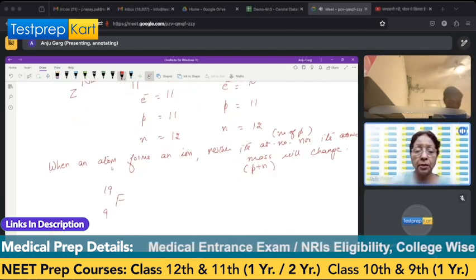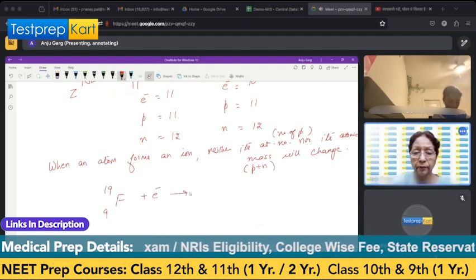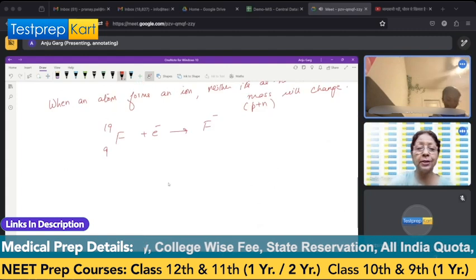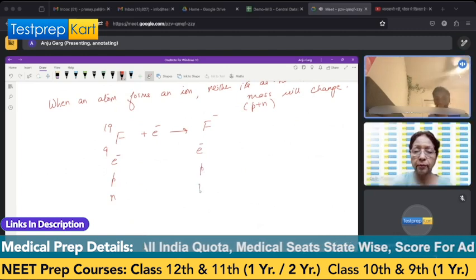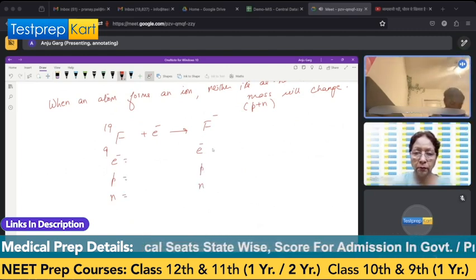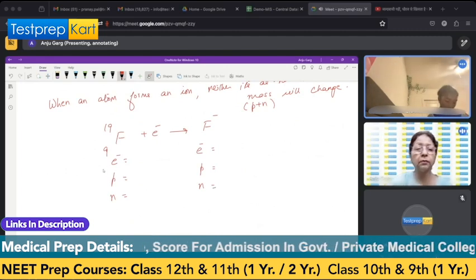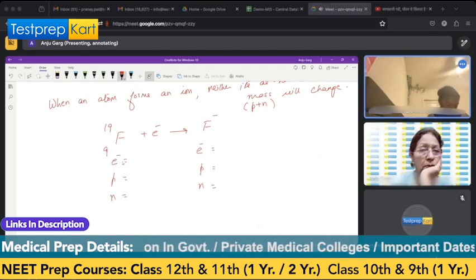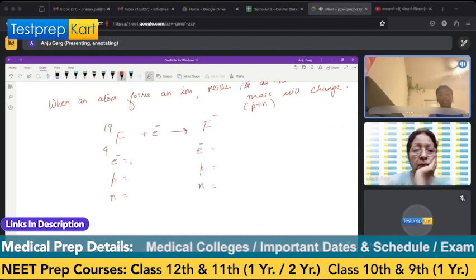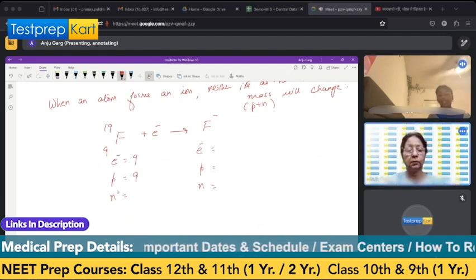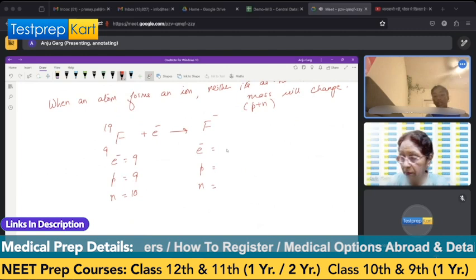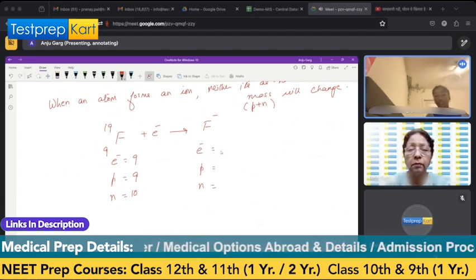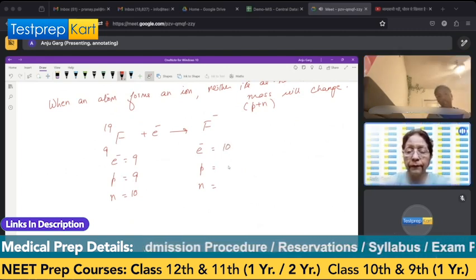It forms F minus. So in both the cases, find out how many electrons, protons, neutrons. For the first one, there's 9 electrons, 9 protons, 10 neutrons. That is right. And then over there, there's 10 electrons, and then 9 protons, 10 neutrons.